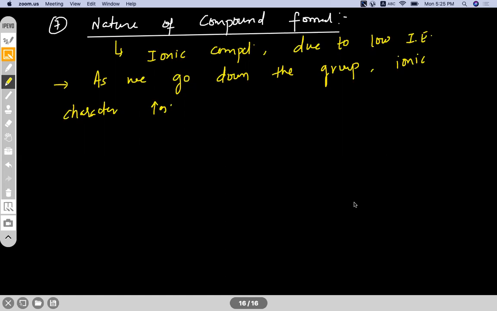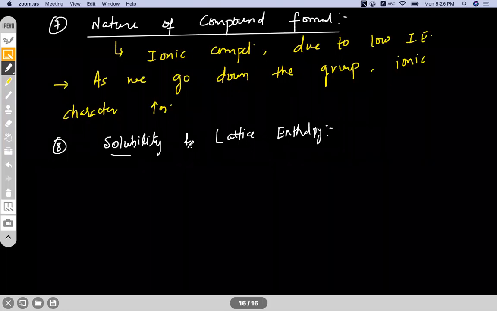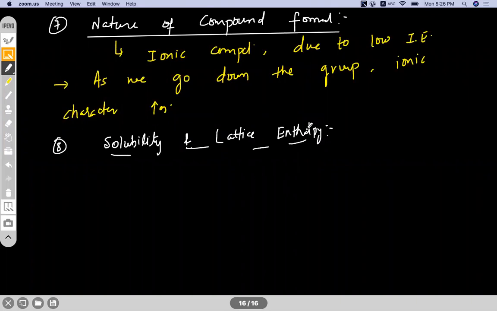Now, next, write down the eighth one: solubility and lattice enthalpy. Write down, the lattice energy of group 2 elements is much higher than that of group 1.